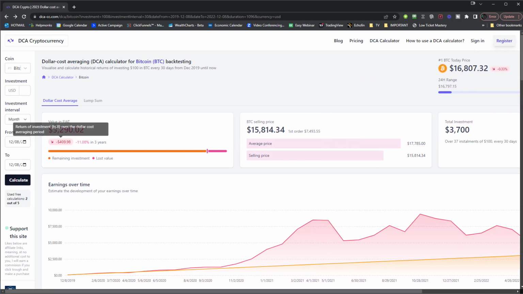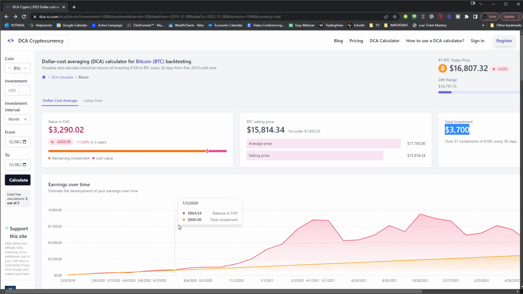Let's see, yeah. So value in fiat. All right, and there's Bitcoin selling price. And there's our total investments. We invested $3,700, and so you'll see we lost 11% in 3 years here. So what the heck? I thought this was supposed to be a good way of investing.